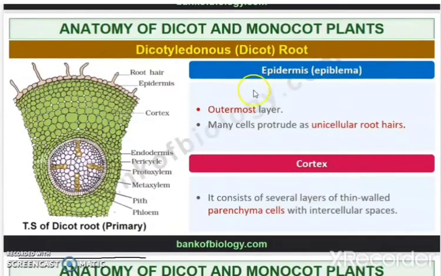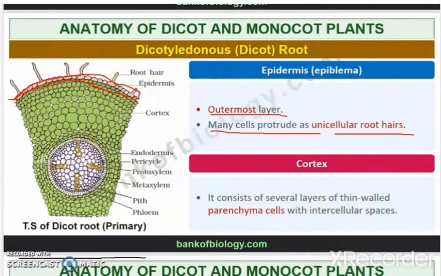So what is epidermis? It is the outermost layer of the root. Throughout the plant body, epidermis is the outermost layer, and as we are studying the dicot root here, it means the outermost layer of the root. And we are able to find many cells protruding as unicellular root hairs from the epidermis. You are able to see this, right? This layer is the epidermis, and it produces many unicellular root hairs. Okay, so this is about epidermis.